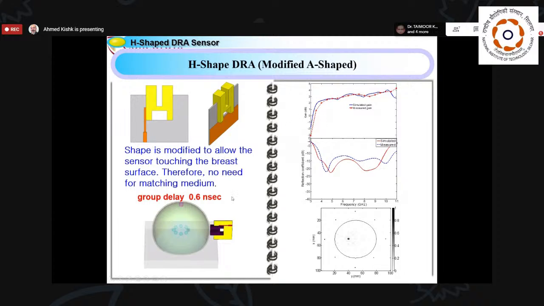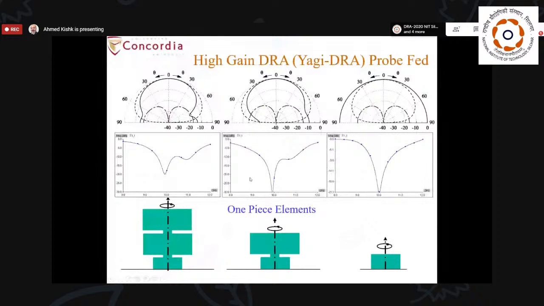And by this, for example, we were able to predict the location of the tumor, which was very, very small, and we were able to get good performance using this as a sensor for breast cancer detection.